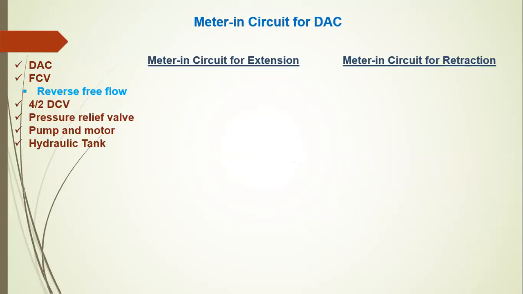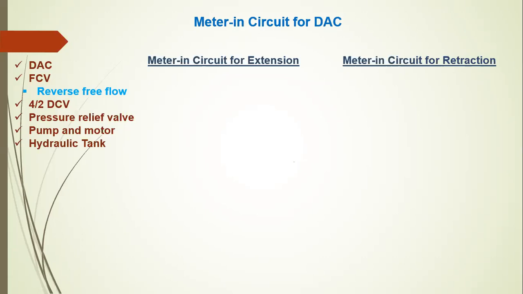In the meter in circuit, two positions are possible: meter in circuit for the extension circuit and meter in circuit for the retraction circuit. Two circuits are possible in meter in. The same is also true for meter out and bleed off circuits.